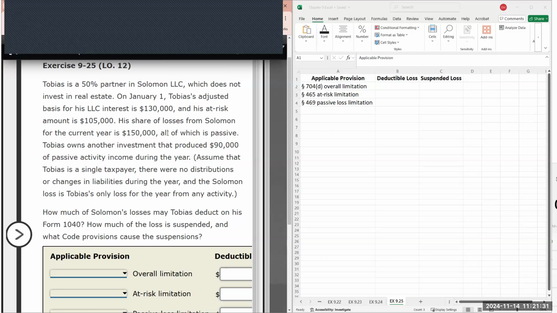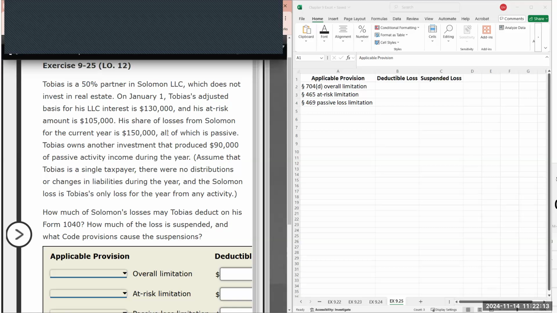On January 1st, it states Tobias's adjusted basis for his LLC interest is $130,000 and his at-risk amount is $105,000. His share of losses from Solomon for the current year is $150,000, all of which is passive. Tobias owns another investment that produced $90,000 of passive activity income during the year. Assume that Tobias is a single taxpayer. There were no distributions or changes in liabilities during the year, and the Solomon loss is Tobias's only loss for the year from the activity.